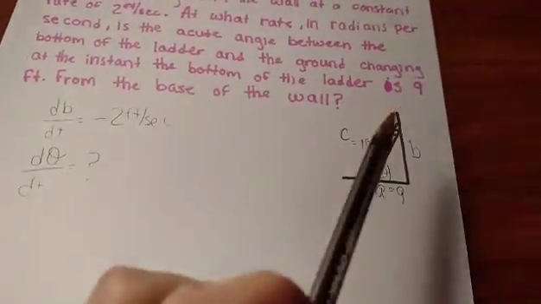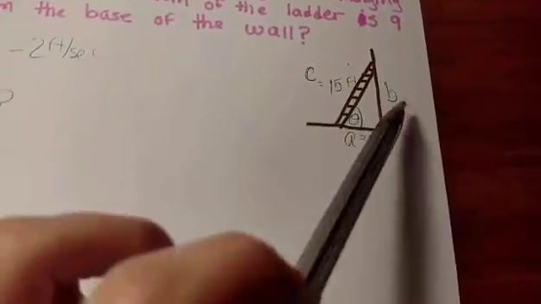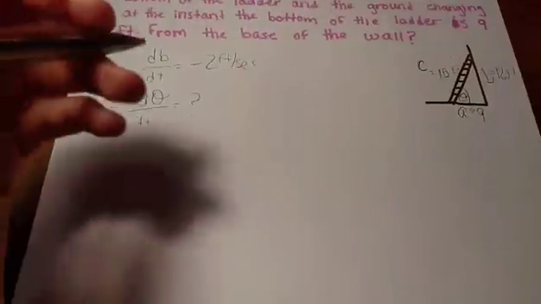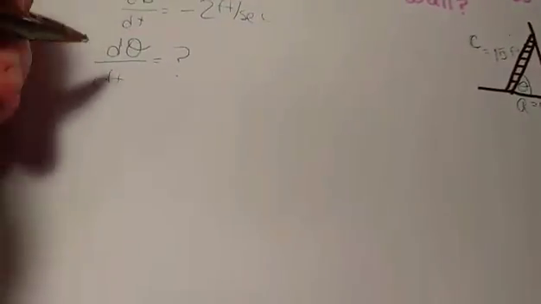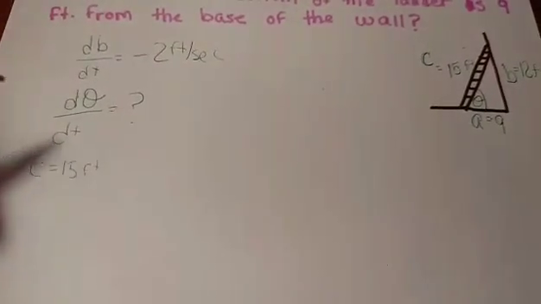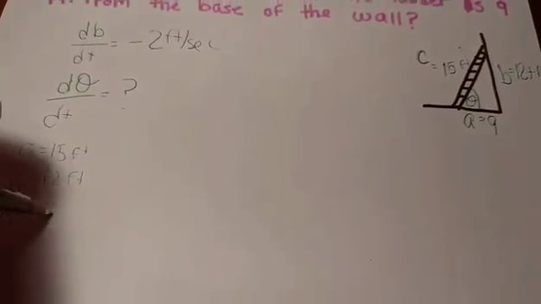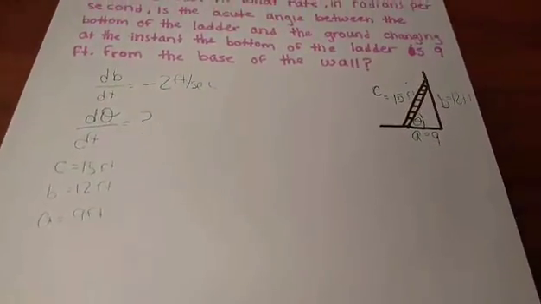But I do recognize that this is a 3, 4, 5 triangle. So knowing that, I know that B would be 12 feet. So that just helps us a little bit. So B is 12 feet because it is a 3, 4, 5 triangle. Over here we have dB dt. We've written that we don't know d theta dt. We can just write again over here so we have everything all together. C equals 15 feet and B is 12 feet. A equals 9 feet.